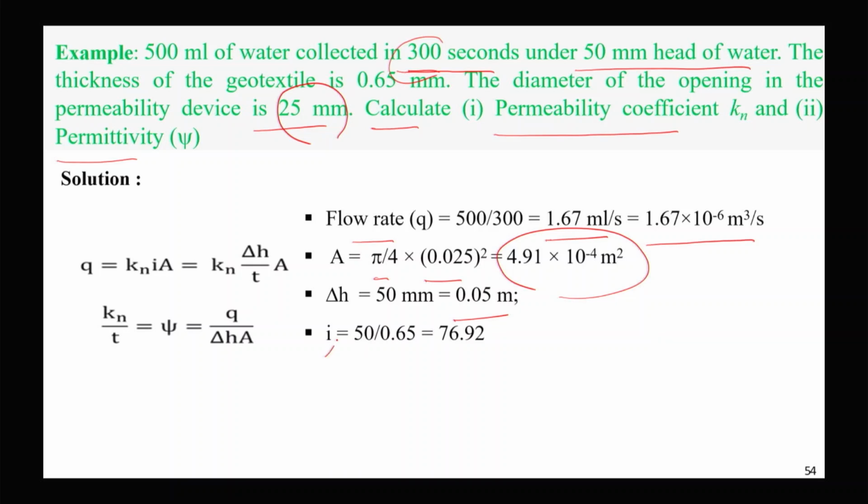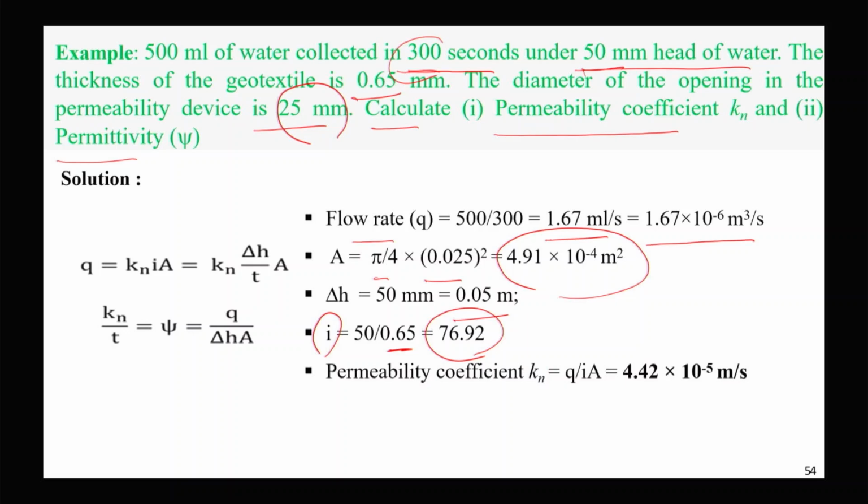The gradient ratio is the water head 50 divided by the thickness 0.65, 50 by 0.65, which is 76.92. From the relationship we can calculate the permeability coefficient, Q by iA, which is 4.42 multiplied by 10 to the power minus 5 meter per second, and permittivity is Kn by T, which is 0.068 per second.